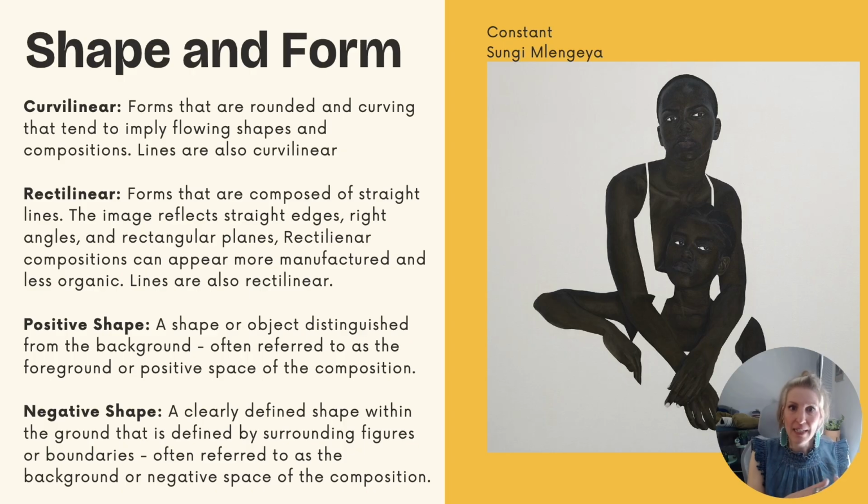Then we have positive and negative shape. A positive shape is a shape or an object distinguished from the background. These are often referred to as the foreground or the positive space of a composition. And then we have negative shape. This is a clearly defined shape within the ground that is defined by surrounding figures or boundaries. It's the shape around the shape. It's often referred to as the background or the negative space of a composition. Positive space: foreground, foreground image, primary object. Negative space: background, space around the space, space around the primary object.